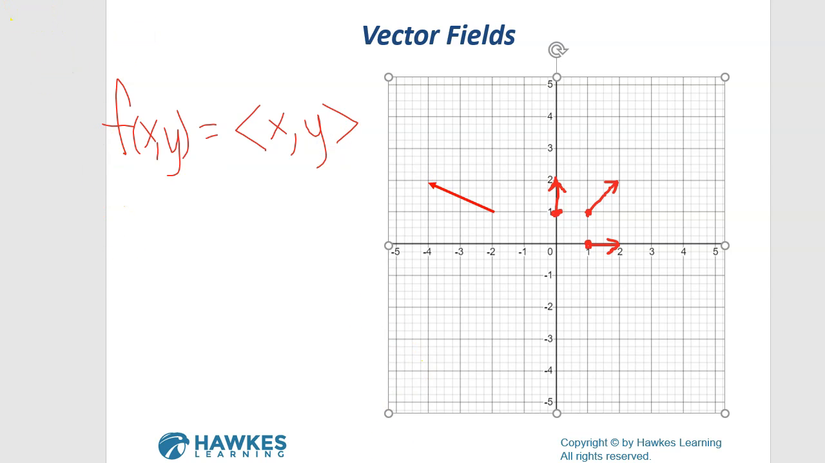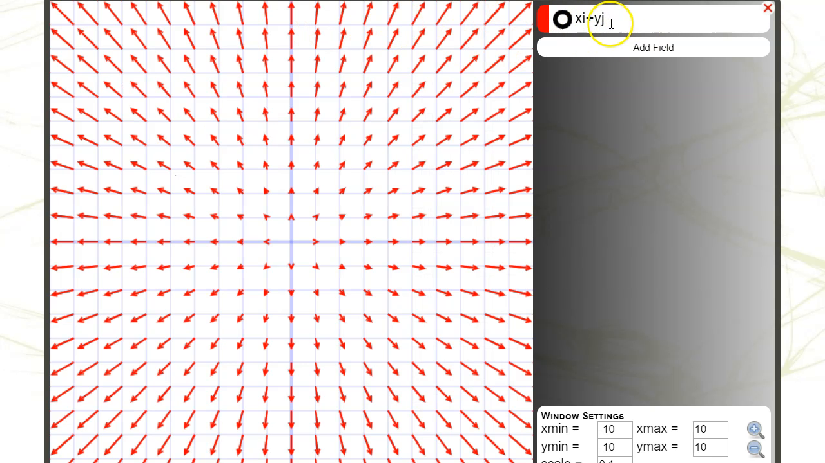I've got a website up here, linked on Moodle, where you can input the vector in i, j notation. So this was 1x i plus 1y j. As you can see, whenever I go to a point, I get a vector that points in the direction that I've traveled to get to that point. So we're going out from the inside.